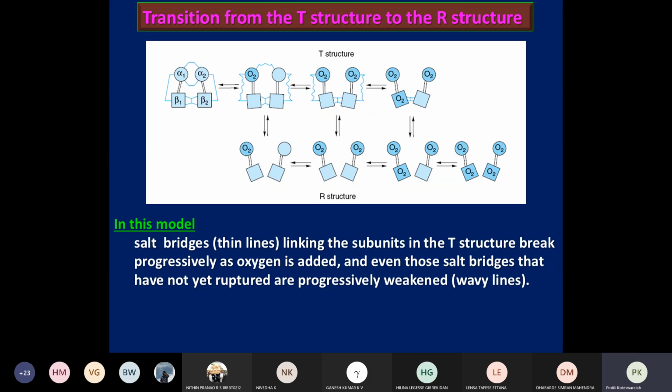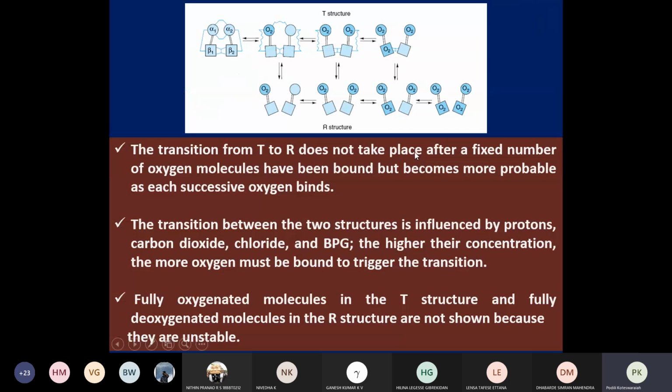You can also see here that this is only a model to understand, as we already said that hemoglobin is a tetramer. It has 4 subunits, 2 alpha and 2 beta, and all these thin lines represent the salt bridges. You can see here upon oxygen binding, all these salt bridges progressively become weak. As a result, they would be progressively disrupted upon binding of the oxygen. So that's what happens here.